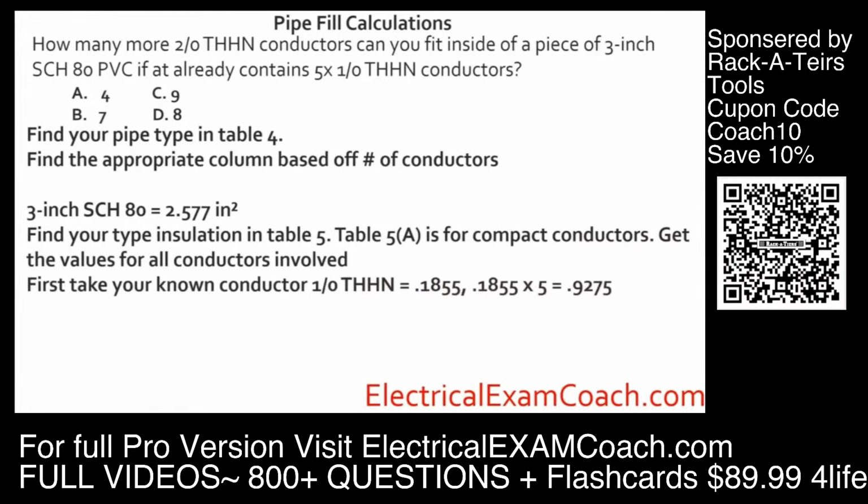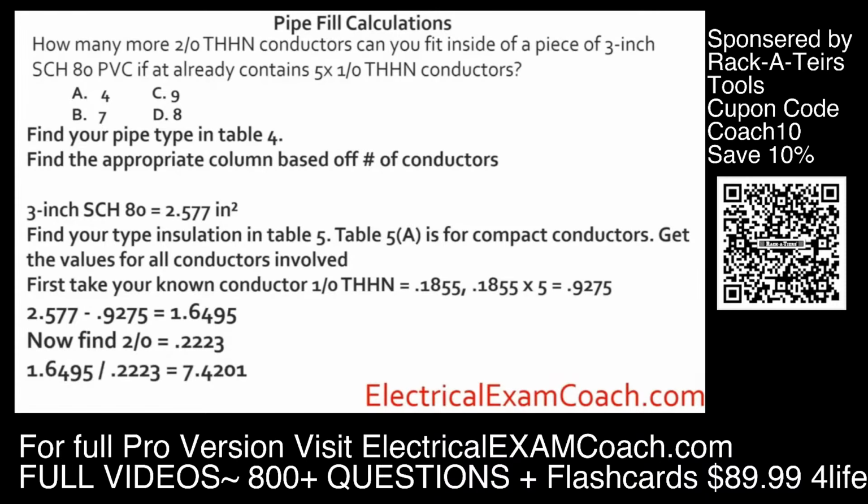First, we're going to take our known conductor, 1-aught, and multiply it by 5, and that's what we're already filling of this pipe. Then we're going to take our total fill minus what we already have, and that gives us our remaining left to fill. Then we take our 2-aught conductor and divide our remaining left to fill by the conductor that we're wanting to install, and we're going to find that we can fit 7.4. Again, we're going to round down because it's less than 0.8, and we're going to select B.